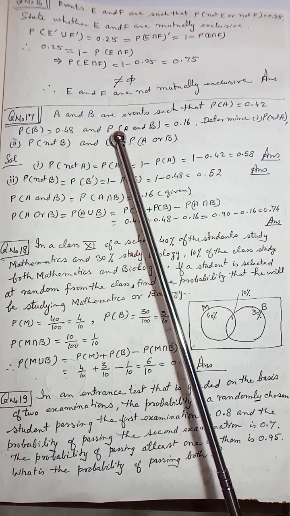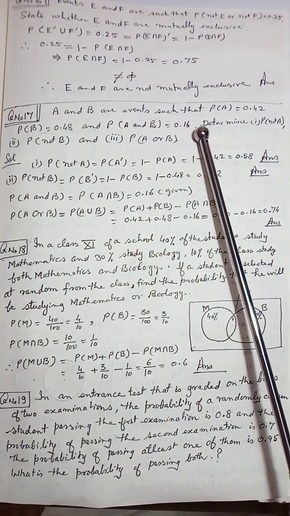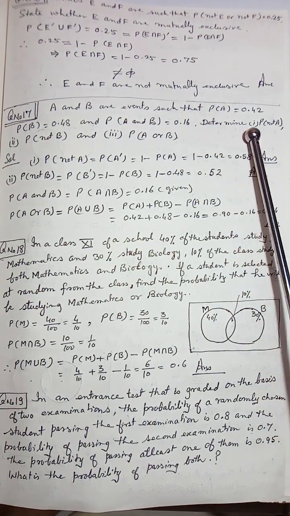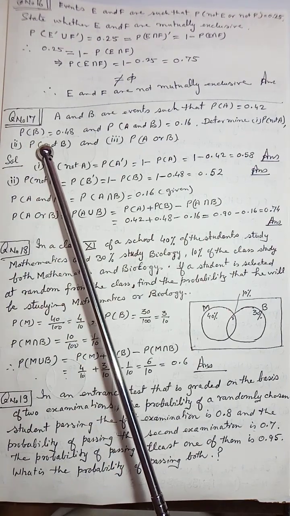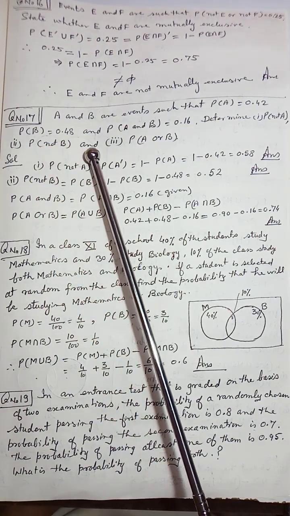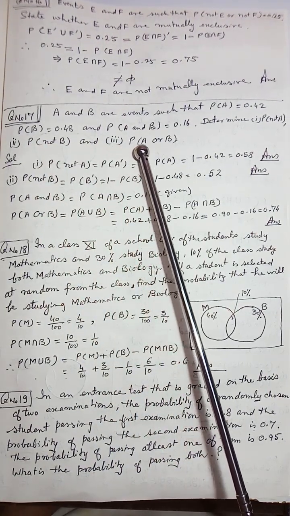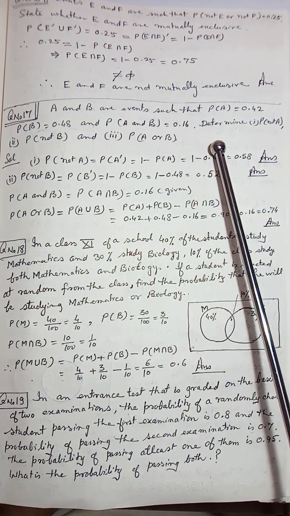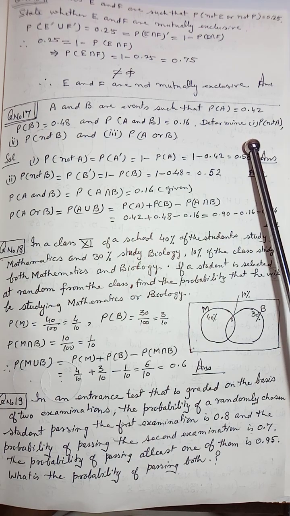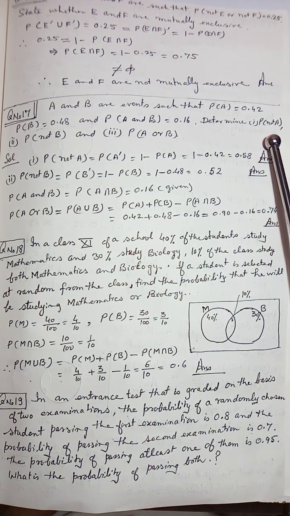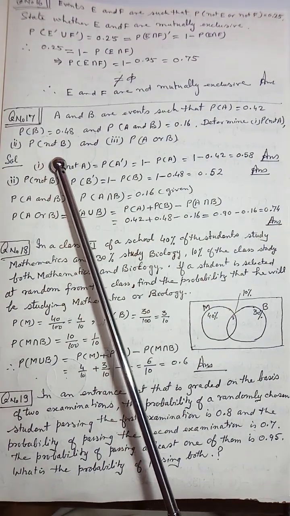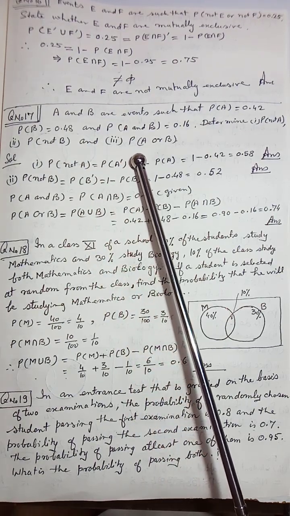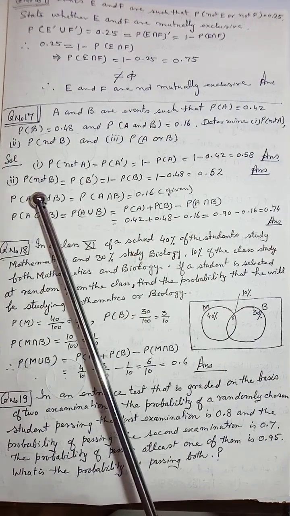A and B are events such that probability of A is 0.42, probability of B is 0.48, and probability of A and B is 0.16. Determine first the probability not A, second probability not B, and third probability A or B. Solution, see.